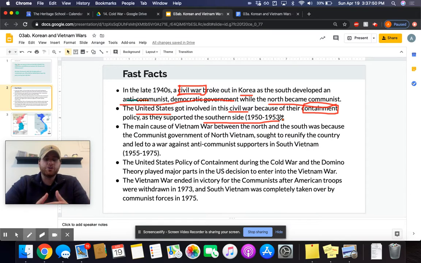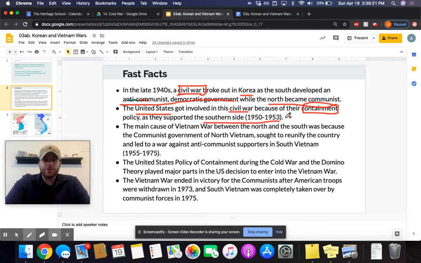The U.S. is trying to contain the spread of communism. If the northern portion of Korea is successful in this civil war and they turn the whole Korean country into a communist government, that's growing the influence of communism in the world. That goes against the U.S.'s policy of containment. So we see that the U.S. comes into this civil war and they back the South Korean military forces.